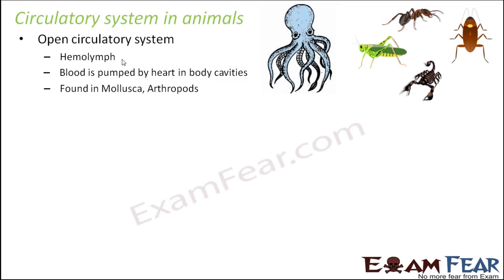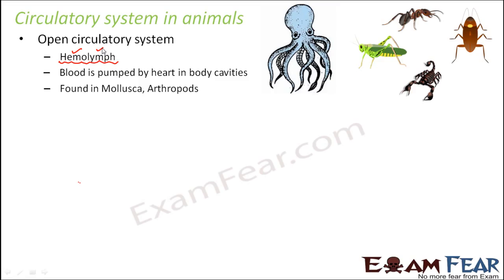So open circulatory system is the one where we have the concept of hemolymph. That is, there is no distinction between blood and lymph. Rather, there is just one body fluid called hemolymph. Hemo is derived from the word hemoglobin. So, and lymph, you already know what is lymph. So, a combination of blood and lymph is hemolymph.